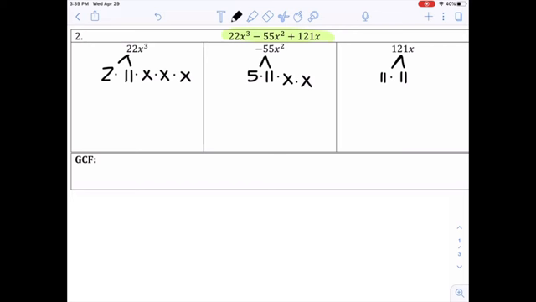Now, let's look at the variable. We have only 1 x, so we're just going to bring the x down. Awesome. Okay, let's look at what we have in common between all 3 prime factorizations.